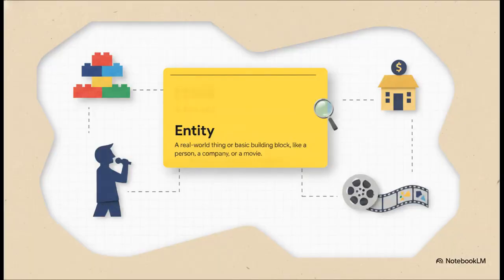Inside this rulebook, we have our basic building blocks, which are called entities. An entity is really just a real-world thing. Actually, think of an entity as a single physical Lego brick. It could be a person, like your favorite singer, a huge company, or even a movie. It's just the basic thing that we want to talk about.